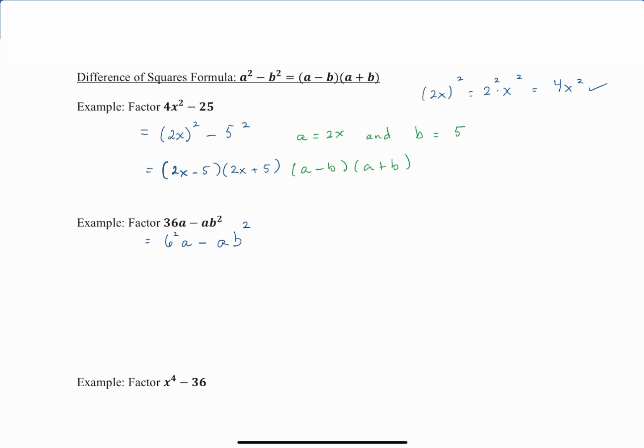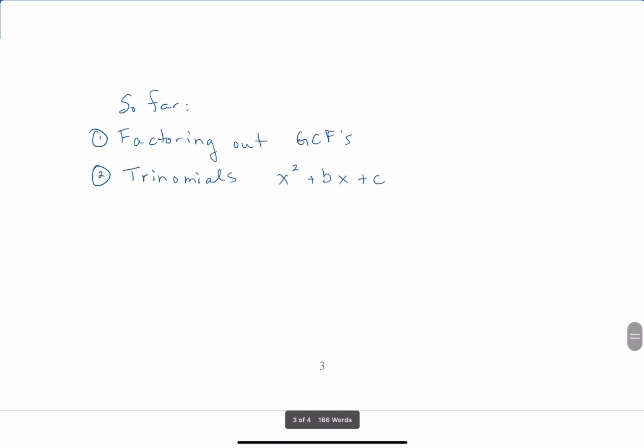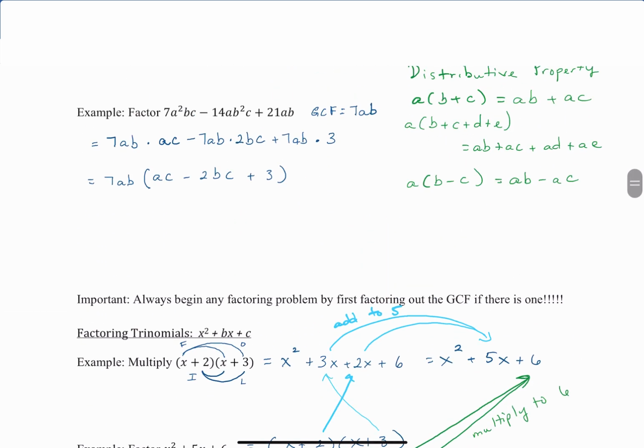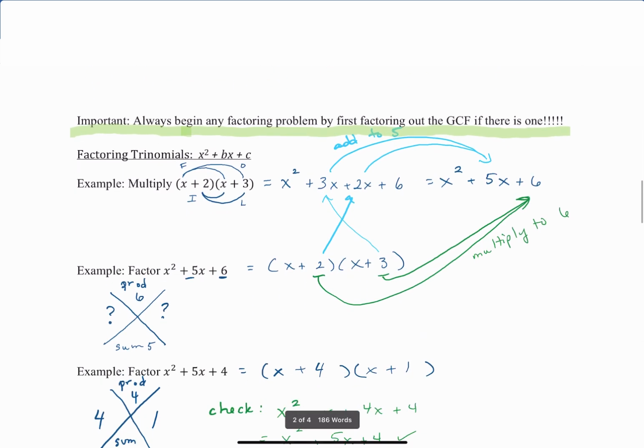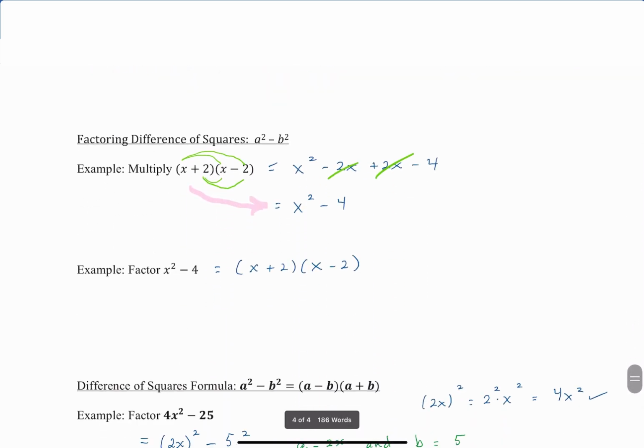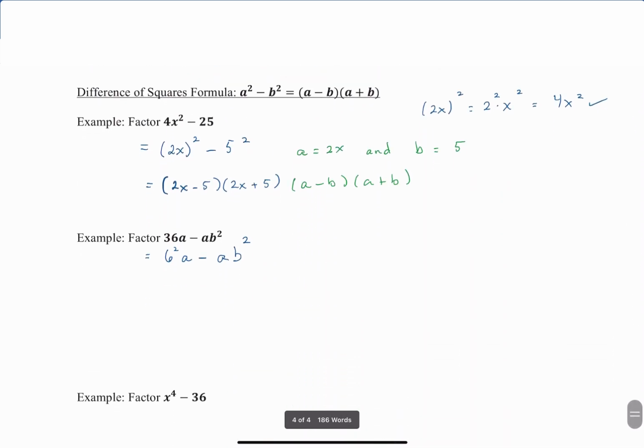And remember I said, let's actually go up to it because I don't know if we underlined it. Right above where we started factoring trinomials, it says important. Always begin any factoring problem by first factoring out the GCF, if there is one. Because sometimes if you don't do that, you can't do the factorization at all. Sometimes it just makes it harder, but in a case like this, we can't do our factoring at all if we don't factor out that GCF. So let's bring that out front.